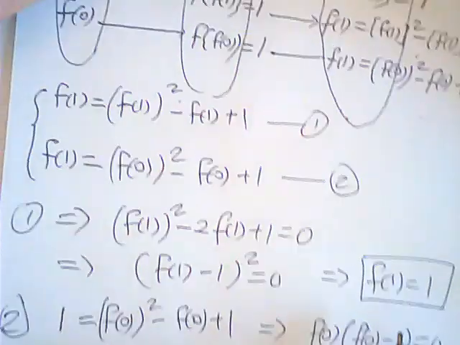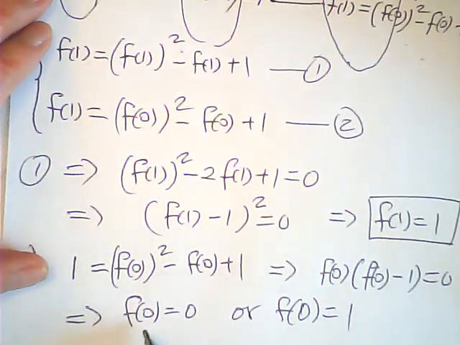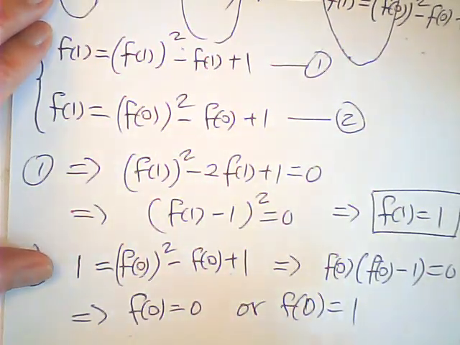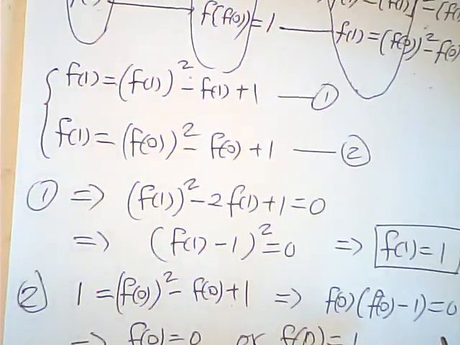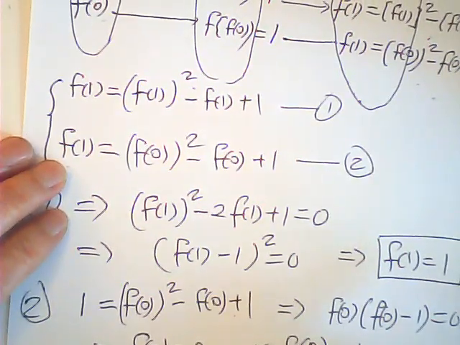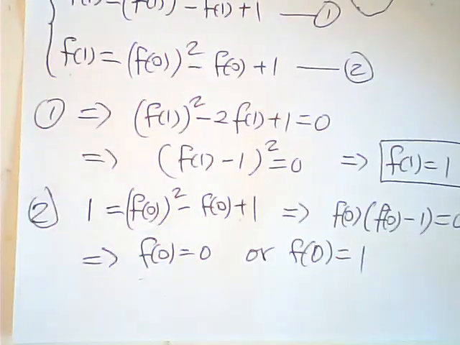But for a function, you cannot have two images. Well, then this is not a function. So one of them is not correct. Which one? Well, which one is not correct?